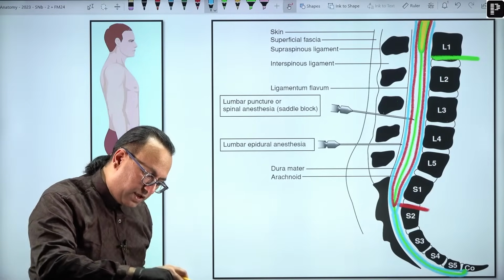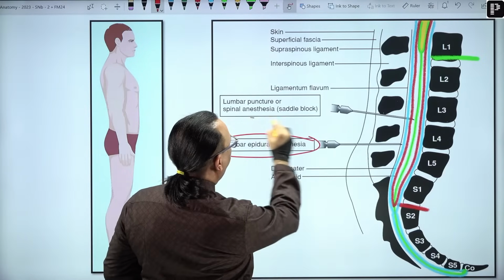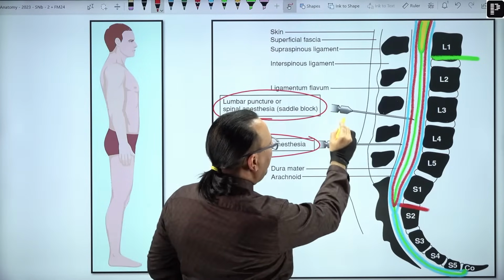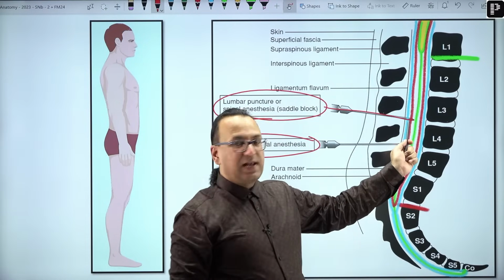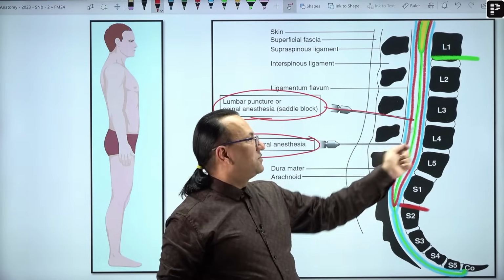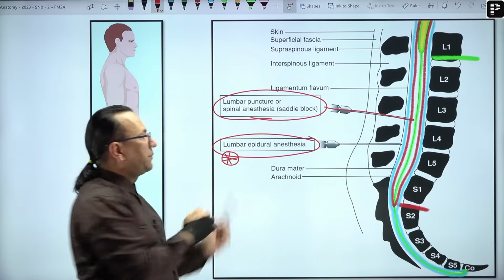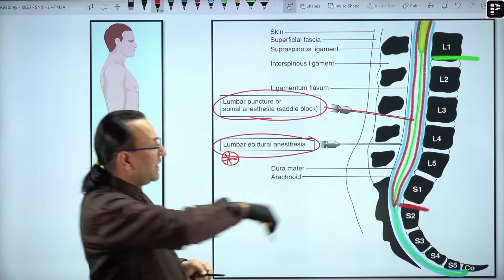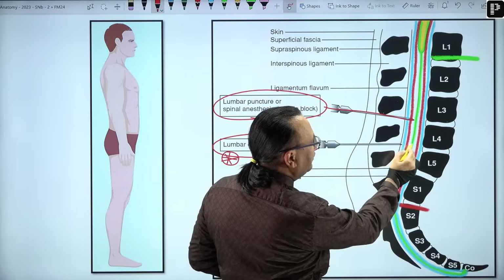Sometimes you want to aspirate the CSF, and as you can see in this diagram, there is a needle, lumbar epidural and lumbar puncture. If you do lumbar puncture, then of course you will have to puncture dura mater as well as arachnoid mater. But that is not your question. Your question is epidural, which means you are supposed to stay outside the dura mater. And if you are staying outside the dura mater, you are not supposed to puncture any of the meninges.